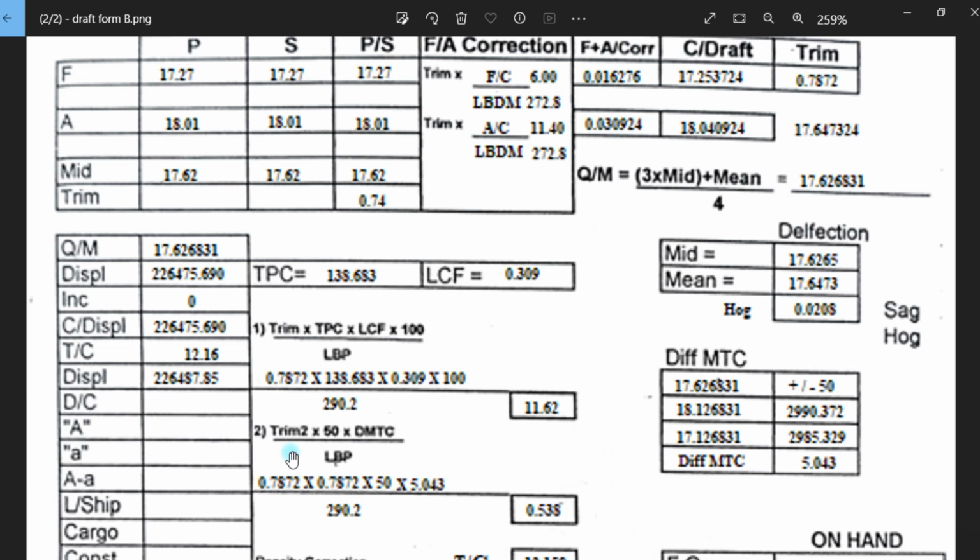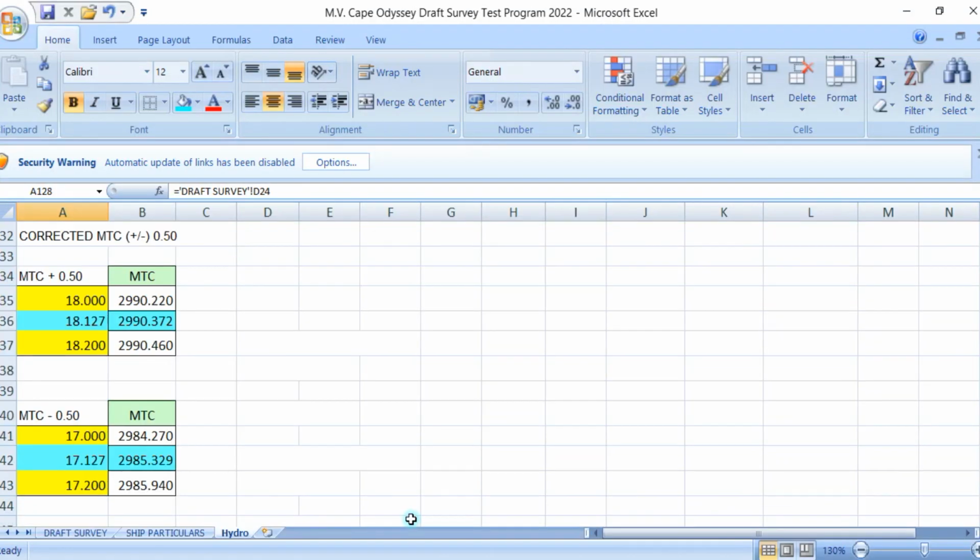And you have a second trim correction of trim squared times 50 times difference of MTC. Trim squared means trim of 0.7872 multiplied by itself, times 50, this one, and difference of MTC, which is 5.040, which is this one, over 290.2, and the result will be 0.538. Okay, and this is the one, 0.538.